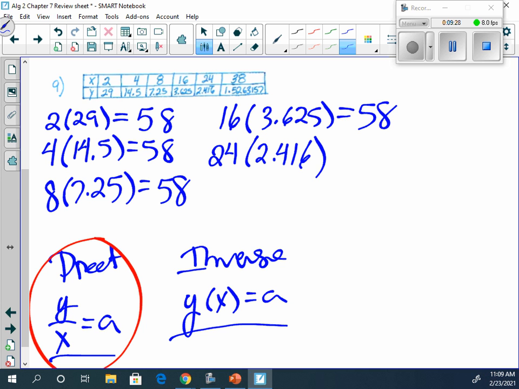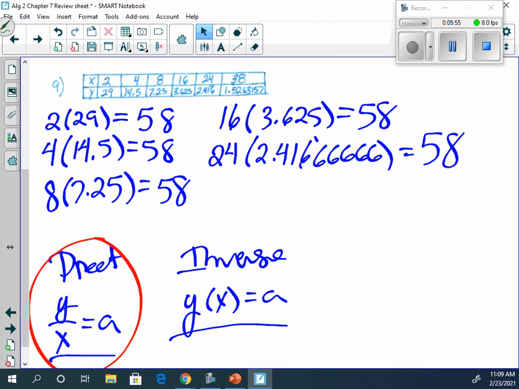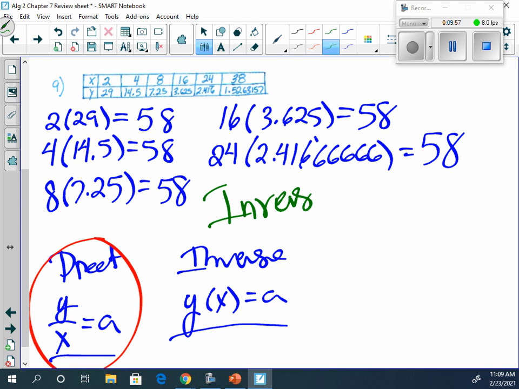But if you look there on the number, it has a little bar above the 6. It's a little hard to see. But really what that is saying is that the 6 is being repeated. So in the calculator, if you type 2.416 and put a whole bunch of 6s, it doesn't matter how many, but if you put a whole bunch of them, it'll actually tell you that this here is 58. And the last one is close. I wasn't able to write the whole number in the box. But this one here works out to be an inverse variation, because when we multiply the x and y values together, we got the same answer on each and every single one.